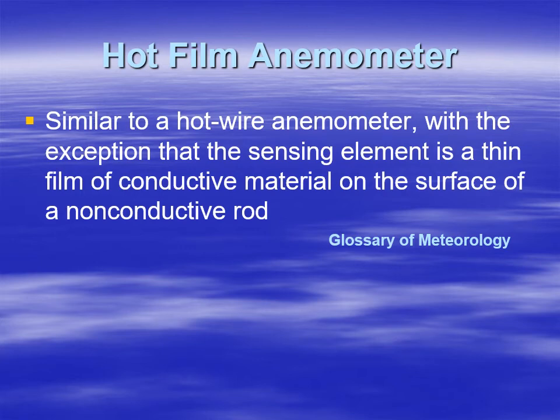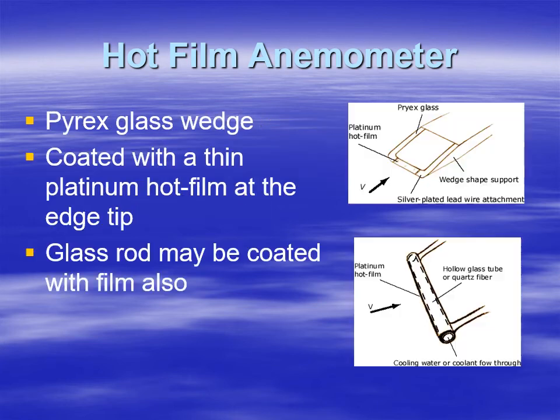Another type of anemometer that uses heating and ventilation is the hot film, and it's very similar to a hot wire, except instead of using a wire, they use some sort of film as a conducting material that heats up, and you can measure the resistance of that film.